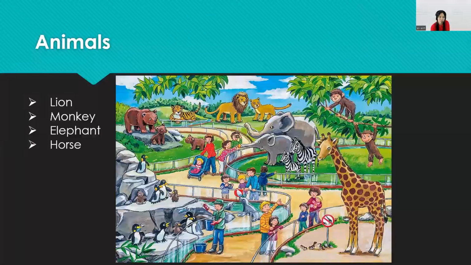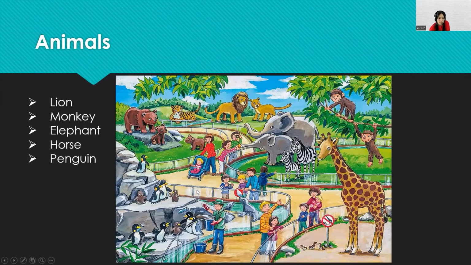I hope you have been to the zoo. Horse. So is there horse in the picture? I can see that in the picture, right? So horse is also a kind of animal. So next one, penguin. Here. So there are 1, 2, 3, 4, 5, 6, 7, 8, 9, 10. 10 penguins in this picture.